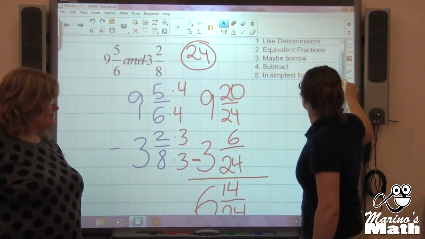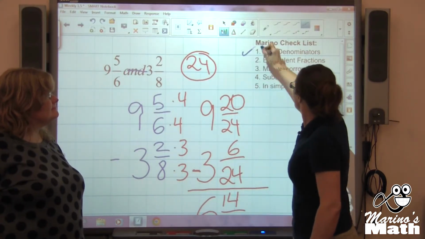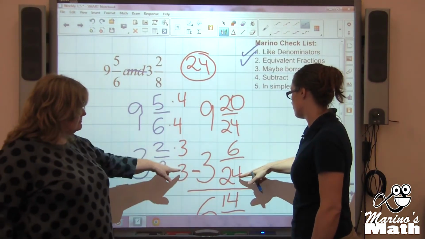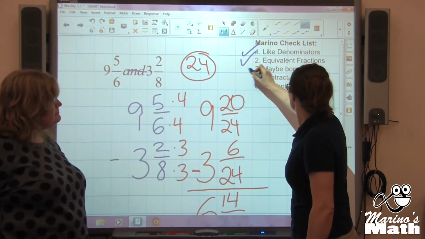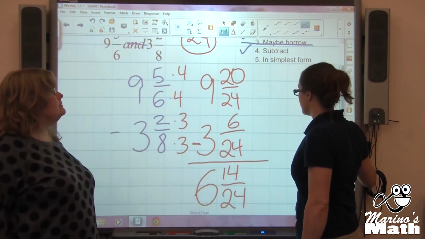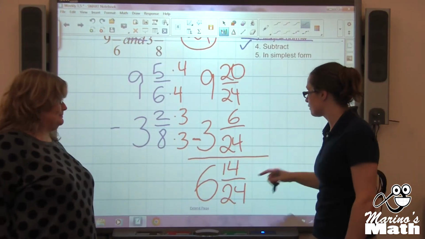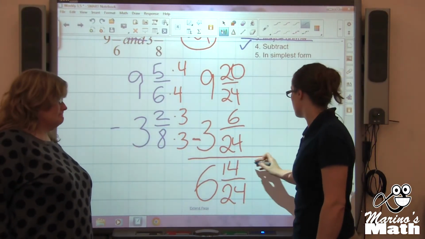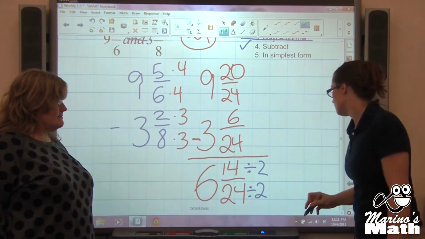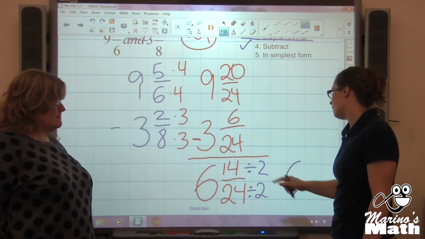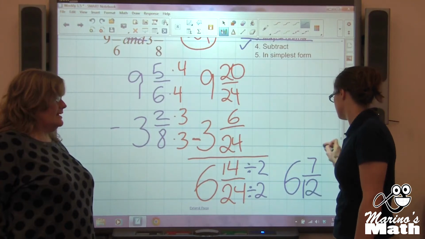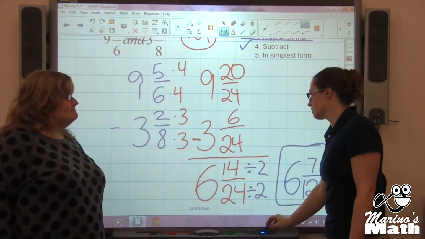We went through, we have like denominators, 24. We made equivalent fractions over 24. We did not have to borrow for this one. We subtracted both the integers. We did not have it in simplest form yet. So if you look at it, 14 and 24, they're both even numbers. So I know I can divide by 2. And my whole number stays the same. 14 divided by 2 is 7. 24 divided by 2 is 12. That sounds familiar. And that is the same answer you got.